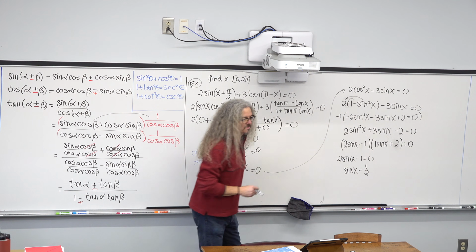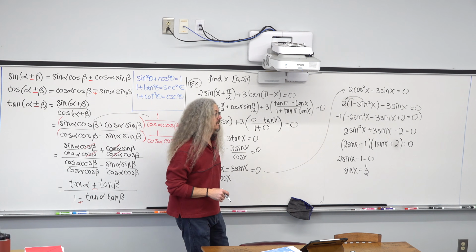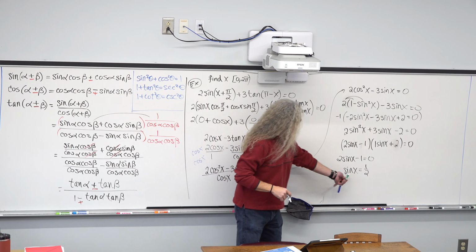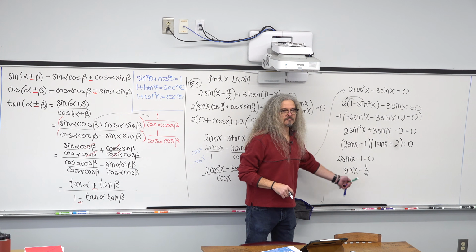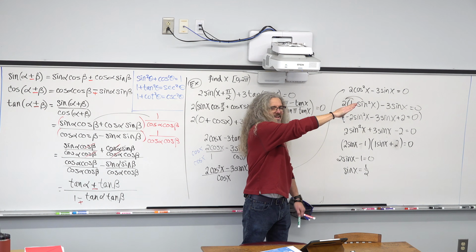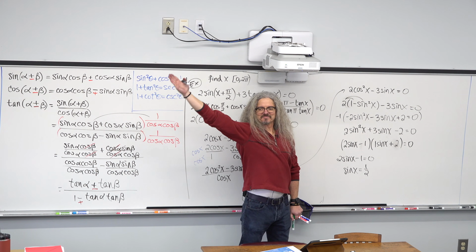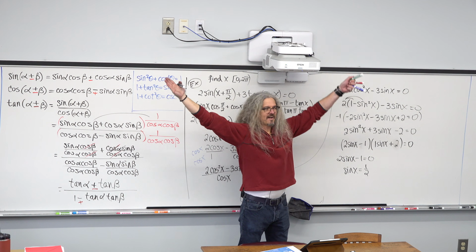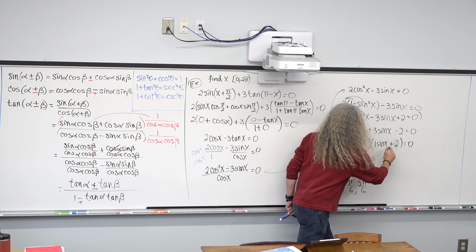I'm going a little faster because you've seen this a bunch of times, and we're also running out of time. Where on the unit circle is sine 1/2? Pi over 6. Man, nice. And 5 pi over 6.